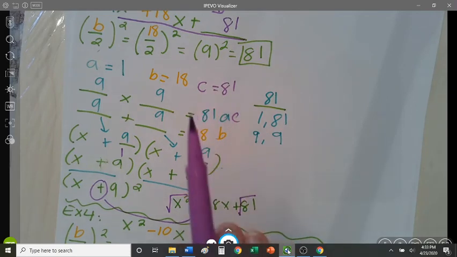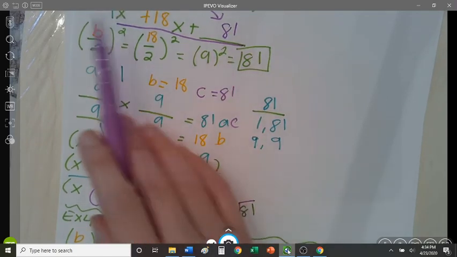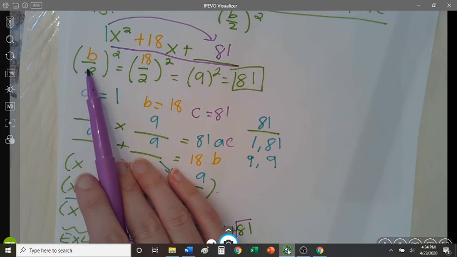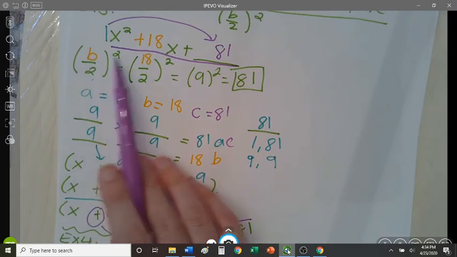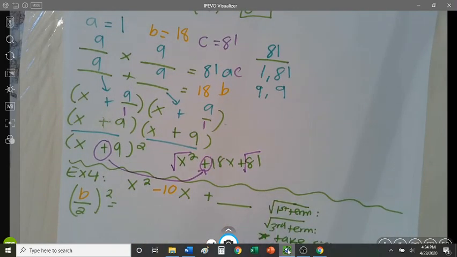But don't forget, you can only do this if you complete the square. If you do b over 2 squared, that's when you're allowed to do this. So just be careful. You can only do this when you do b over 2 squared. Okay, well, let's do the shortcut in example 4 and 5 now.